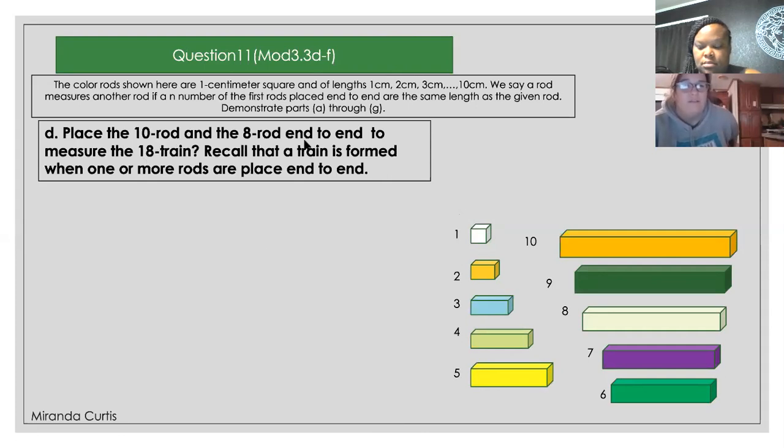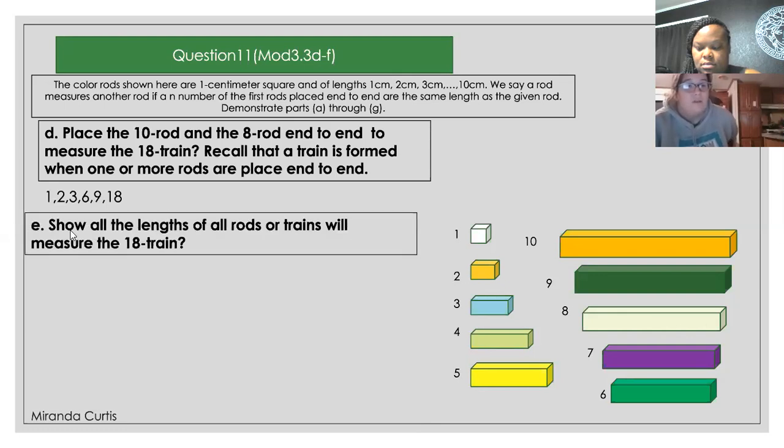Place the 10 rod and the 8 rod end to end. Measure the 18. Recall that a train is formed when one or more rods are placed side by side. So we're going to look at the factors of 18. We're going to have 1 and 18. We're going to have 2 and 9. We're going to have 3 and 6. All these together will equal 18.